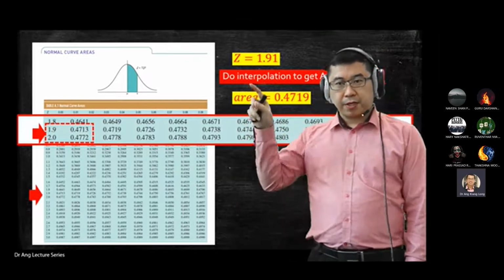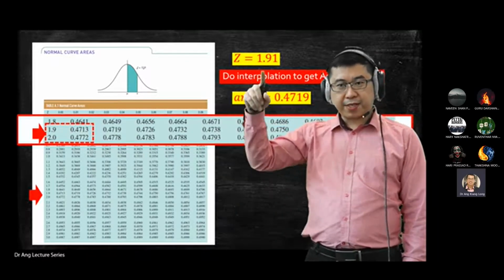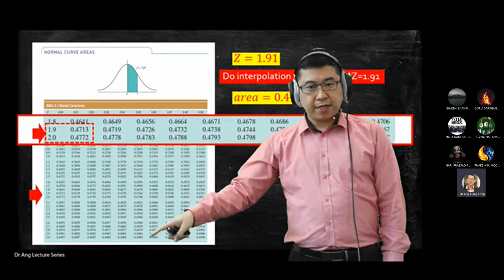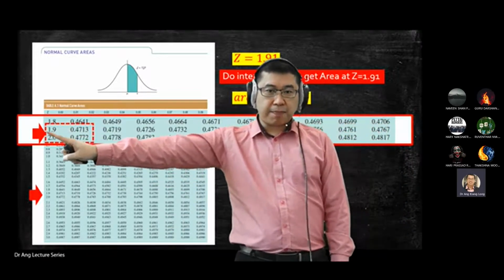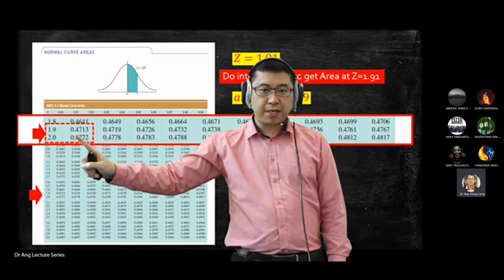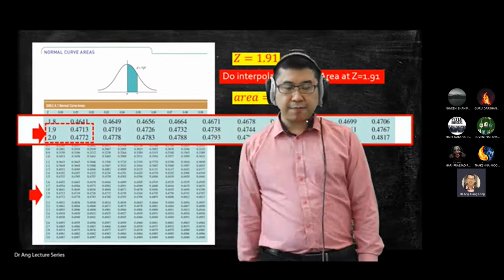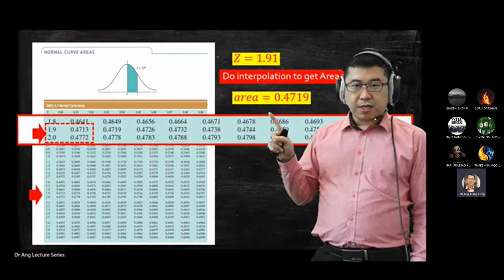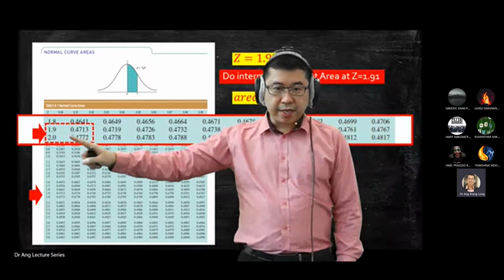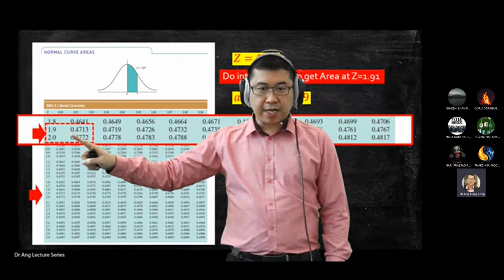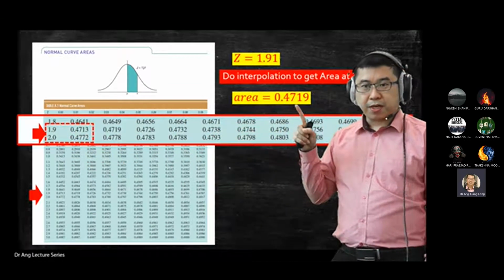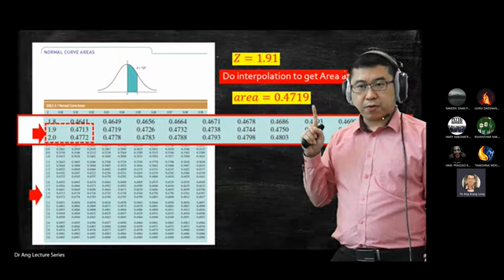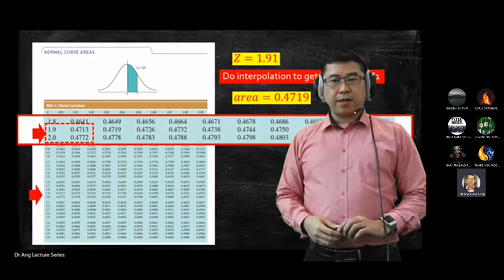Yeah. So once you get your Z from the previous steps, go to this table, look for where is 1.91, and do the interpolation using this number, this number, this number, this number. You will get your area here. This is your X value, equal to 0.4719.